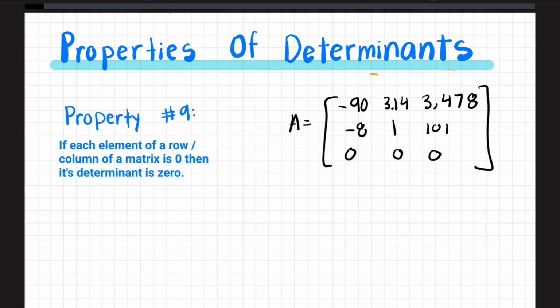So now on to property 9, another really helpful property. If each element of a row or column of a matrix is 0, then its determinant is 0. So once again, I have an example matrix towards the right. I see that, okay, the third row over here, every element in the third row is 0. And according to property number 9, that determinant must be 0. And this is true for both rows and for columns.